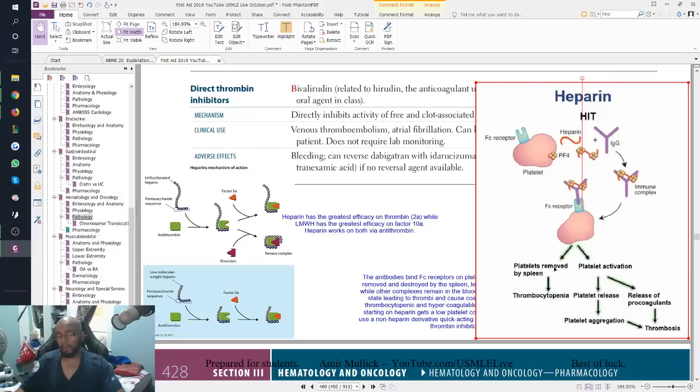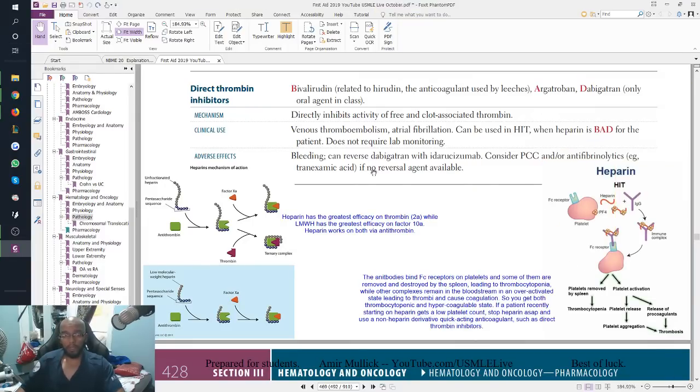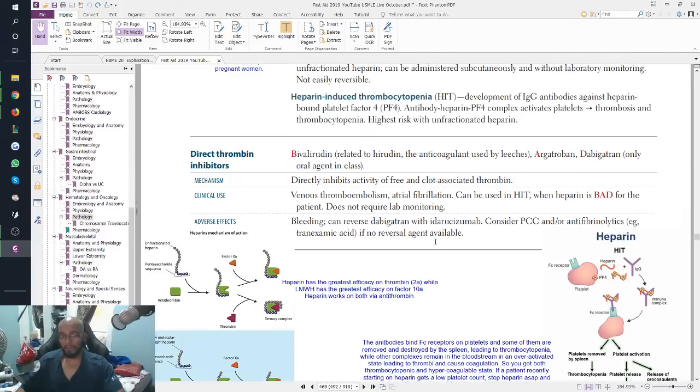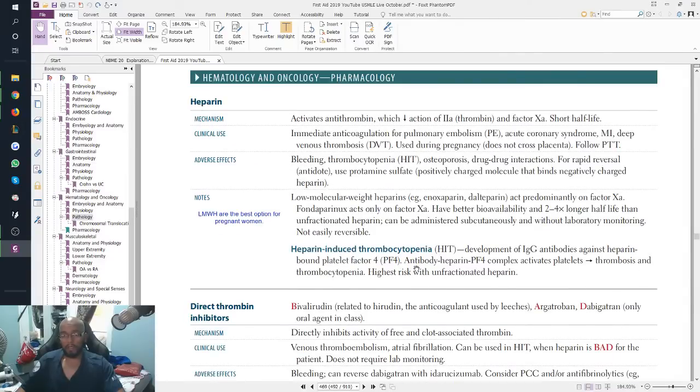So you have your immune complex. This immune complex causes you to do two things. One, you take away all your platelets, so thrombocytopenia, and you use up a lot of your platelets, causing thrombosis. So that's something that you want to make sure you remember. Heparin has the greatest efficacy on thrombin, which is 2A, because it fits together so well. LMWH, the smaller one, has the greatest efficacy on factor 10A. Heparin works on both via antithrombin. Heparin stops both of them, basically. And yeah, that's a pretty big topic.